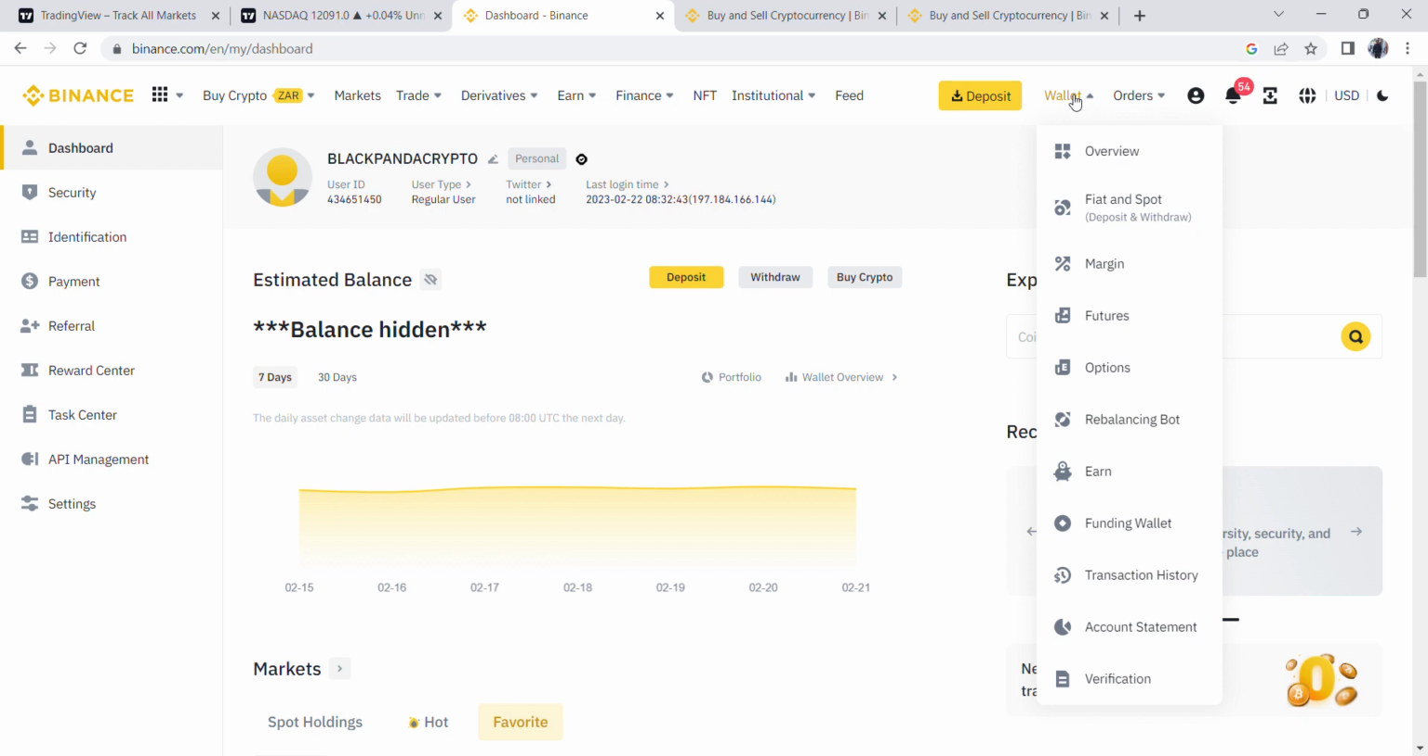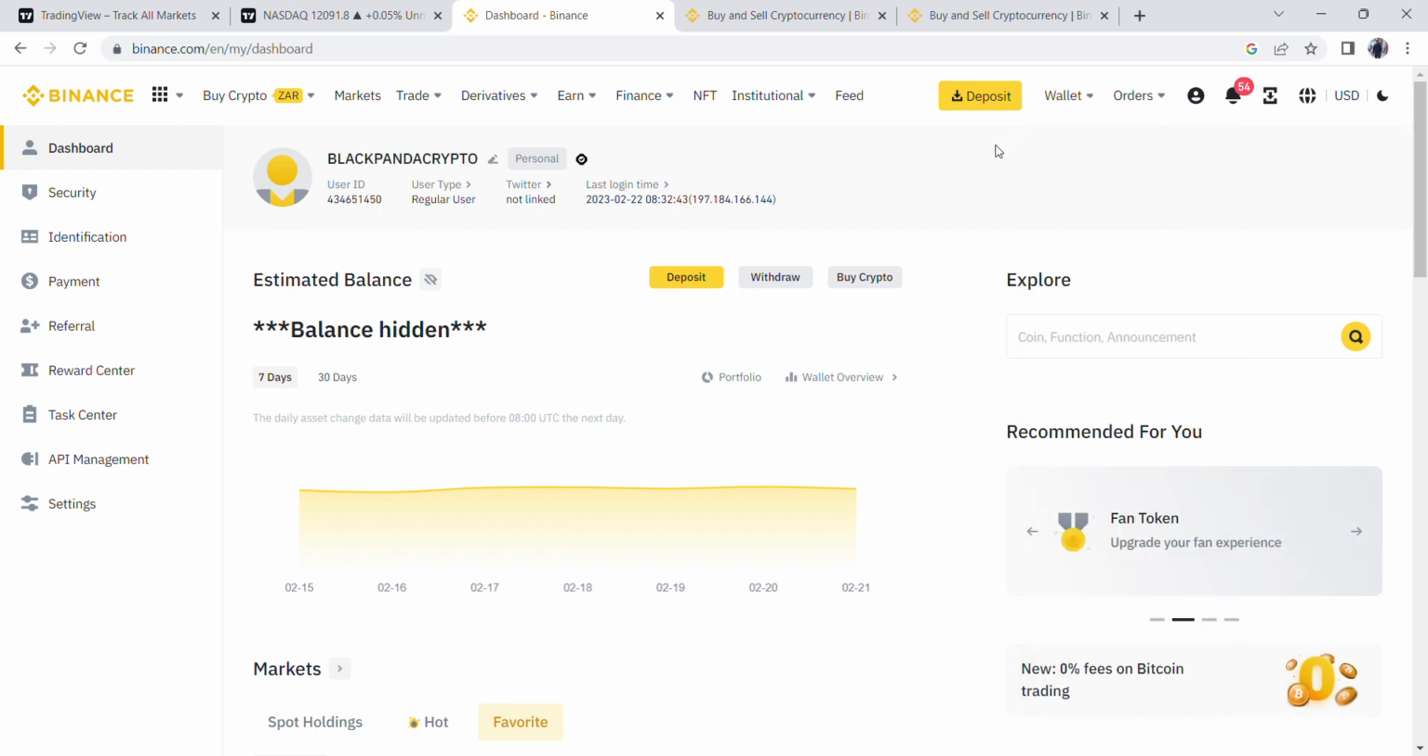Then you've got fiat and spot. Spot is when you deposit and buy Bitcoin, it's going to be part of your spot trades. It's a spot trade. You're going to be holding Bitcoin or whatever coin that you bought. Then there's margin, there's futures. These are all derivatives, earning, all these different places where you can keep your crypto or trade crypto. So there's a lot on Binance.